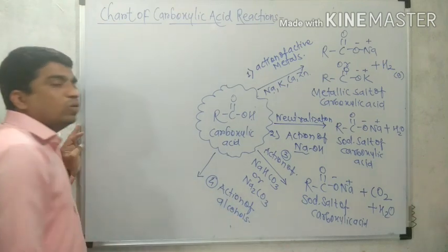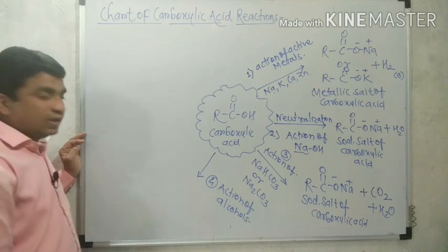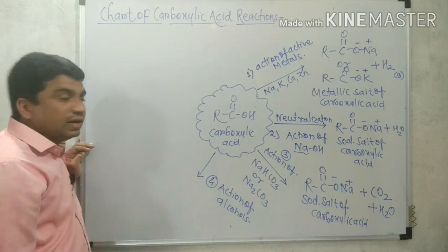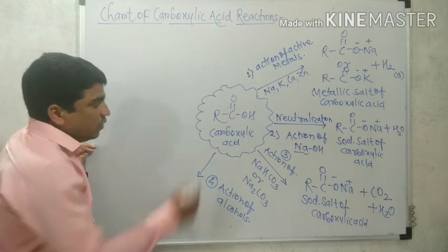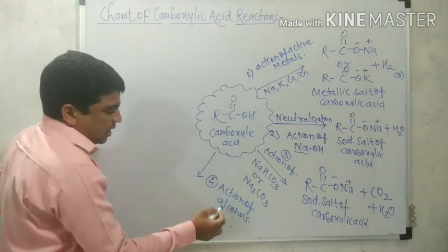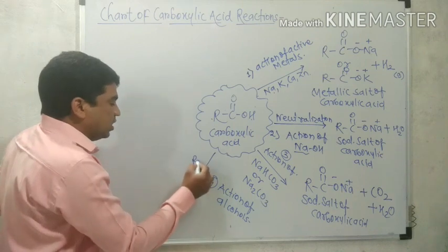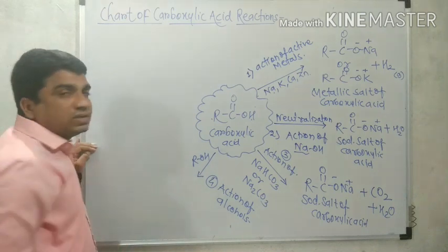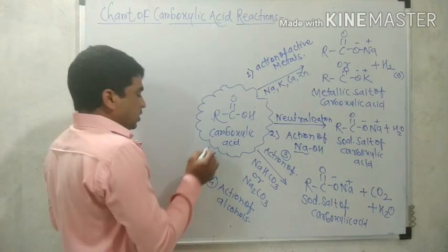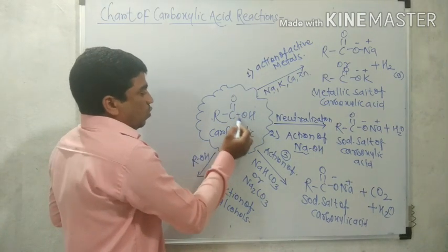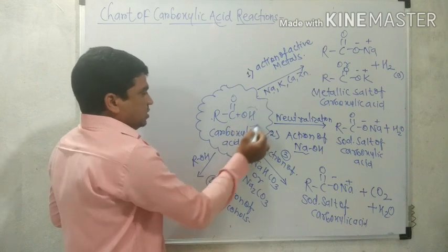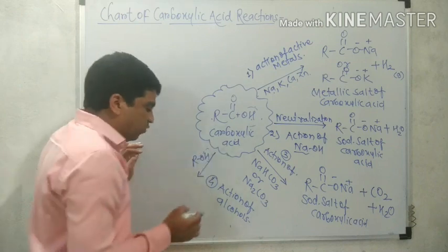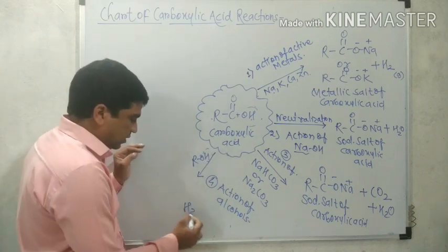Action of alcohols on carboxylic acid. What happens when alcohols react with carboxylic acid? In this reaction, when RCOOH and ROH react with each other, the OH of the carboxylic acid and the H of the alcohol combine to form the byproduct water.